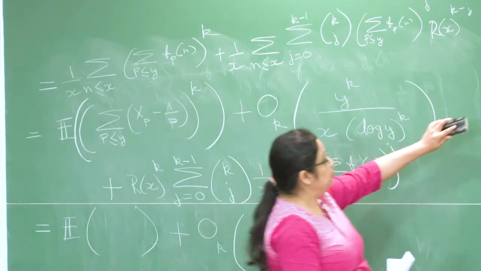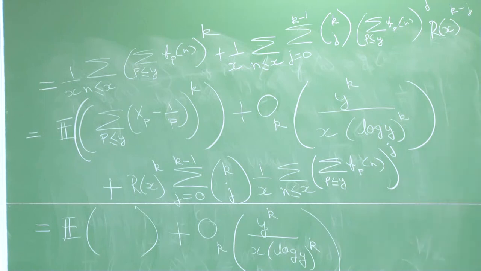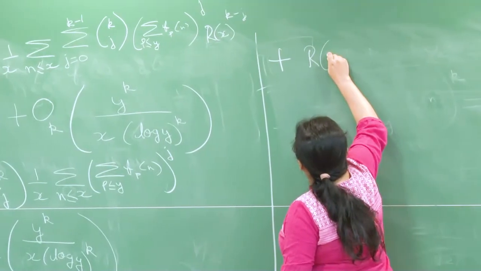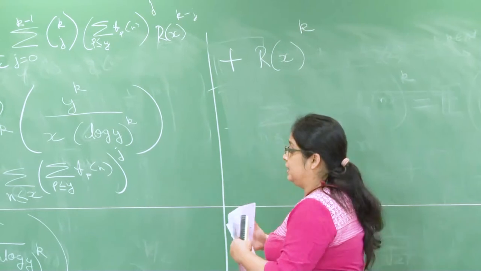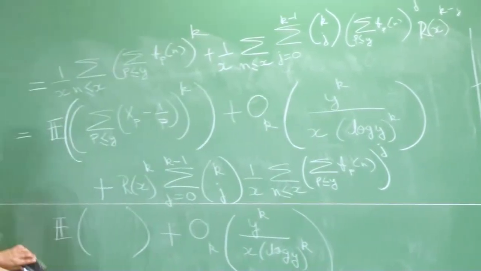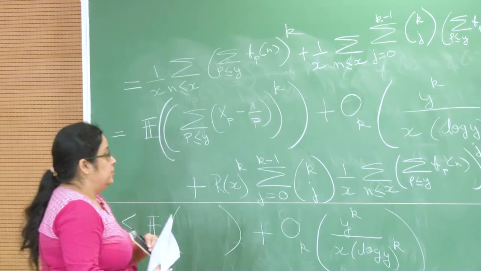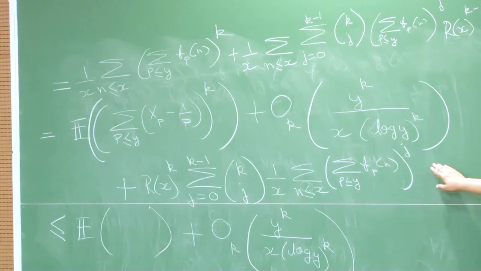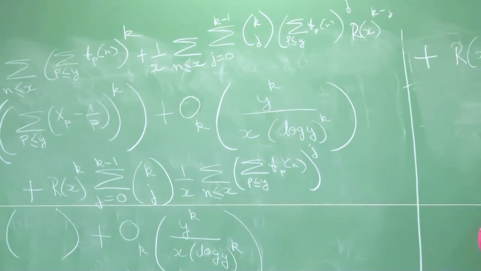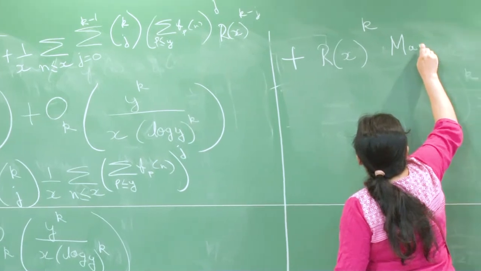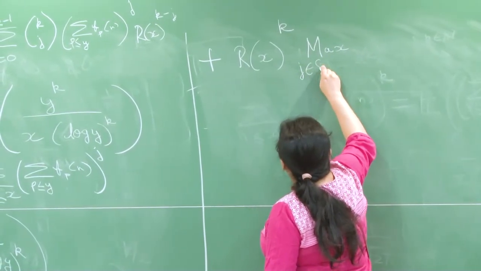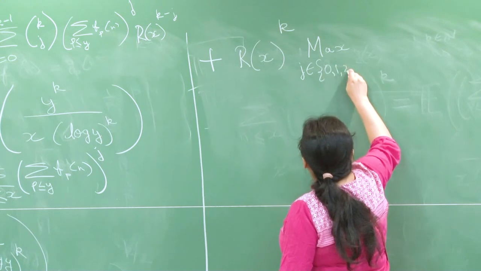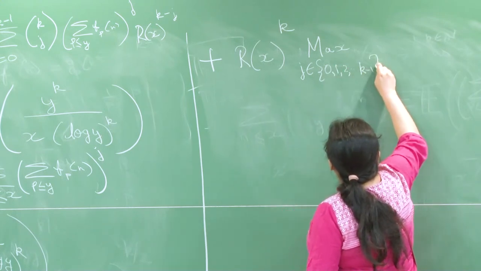Let me move to the next board. So, plus r of x raised to the k, and then I am going to replace this by less than or equal to whatever you had from the case when j was equal to k, and then you are bounding above the other part as follows. So you take the maximum over j running between 0, 1, 2 up to k minus 1.